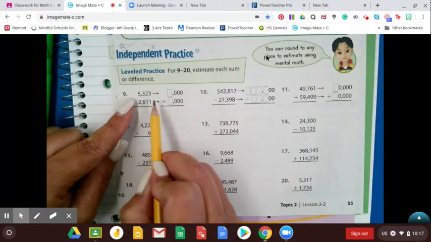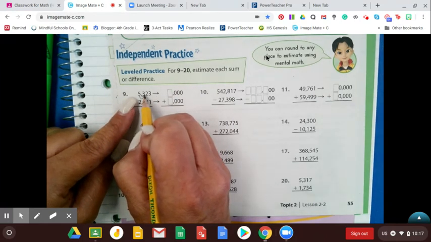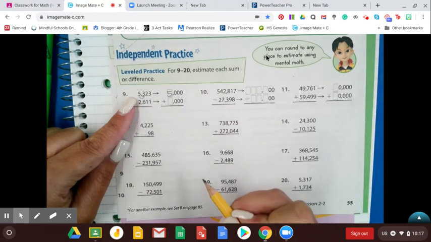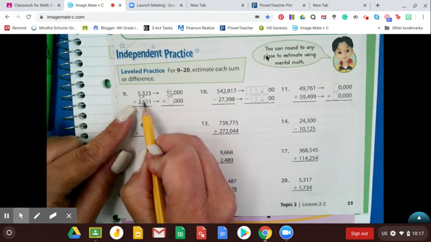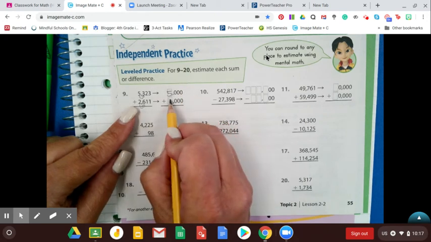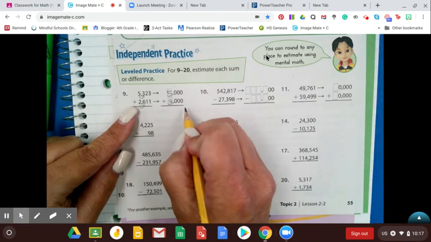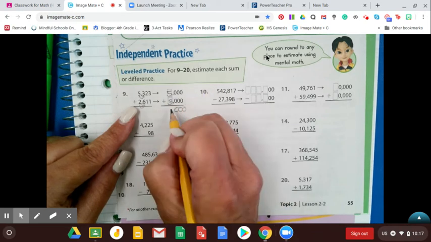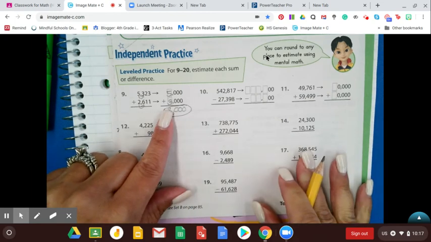5,323, round it to the nearest thousand, right? If I go do my arrow, 4 or less, let it rest. The 5 just stays the same. So I'm putting a 5 in that first box. For my next number, I'm looking to the right and it's a 6, which means that I add 1 to my target digit. So my 2 becomes a 3. And now I can add, right? We start in our ones and we do our zeros first. And then 5 plus 3 is 8, making our final answer 8,000. And don't forget to circle it.